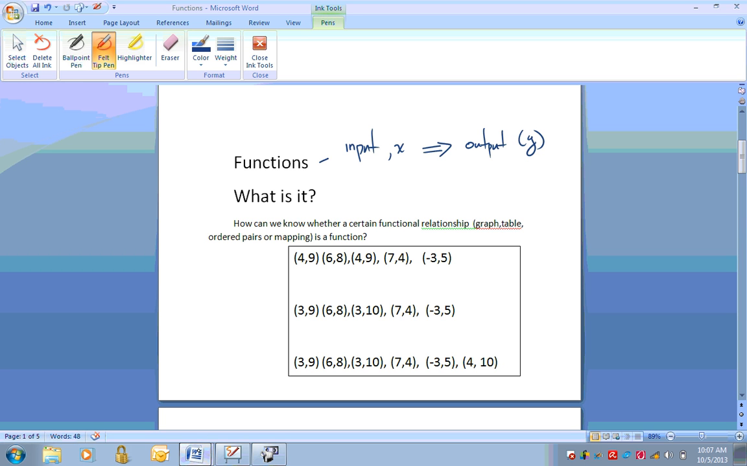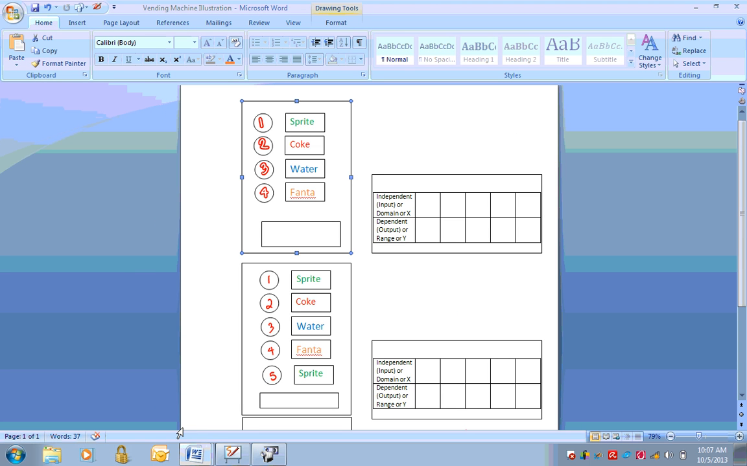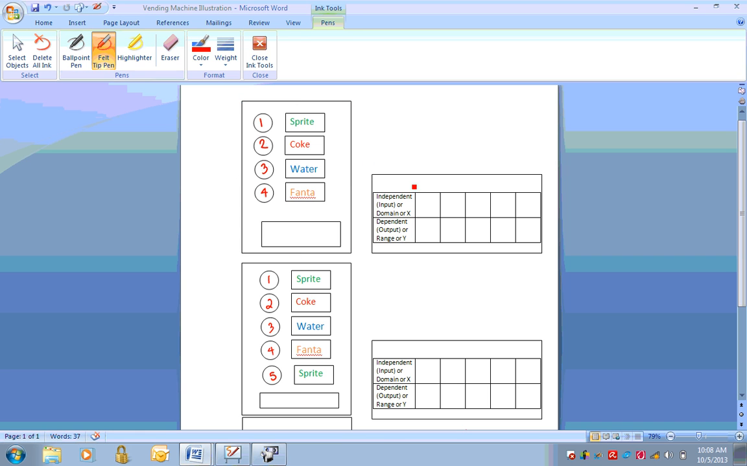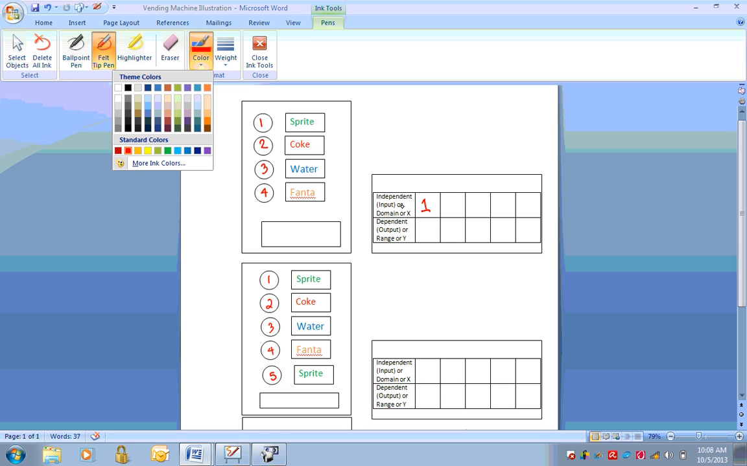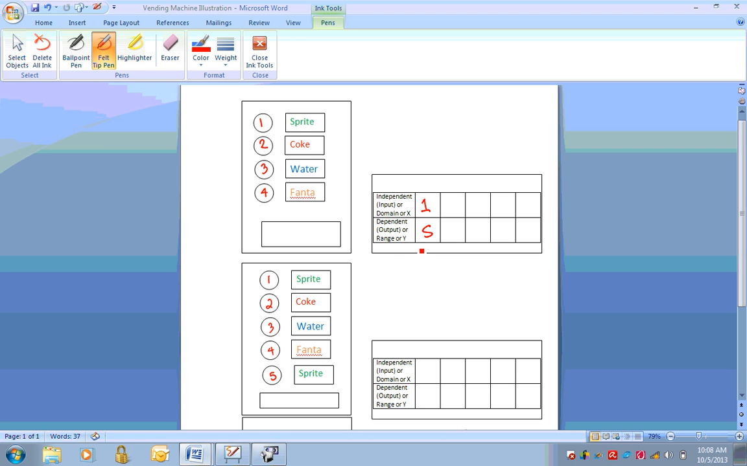The best illustration I could think of is using a vending machine. If I go to a vending machine and I press button 1, which is my input, I should get my Sprite. Yes? And that's how it's going to be. If I press button 2, I should get a Coke. Button 3, I should get water. And button 4, I should get Fanta. Now, this machine must be functioning right.